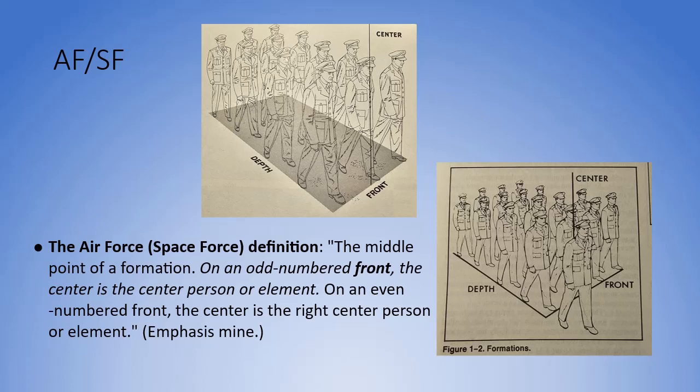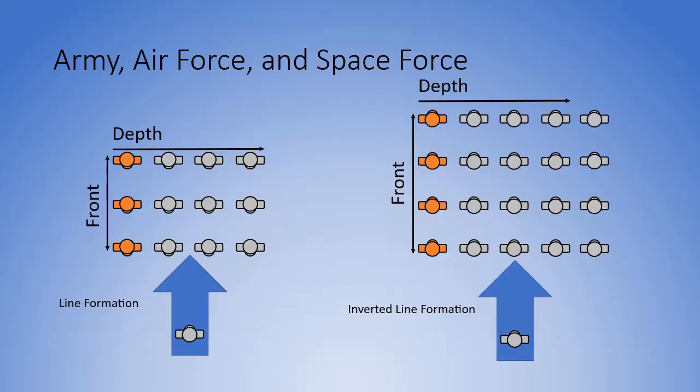The formation commander has nothing to do with the center of the formation, but is always centered on the formation at the left flank unless in a parade or review, the center being a space or rank. More on the commander in a minute. The Army, Air Force, and Space Force recognize only one front and one direction for depth of a formation.